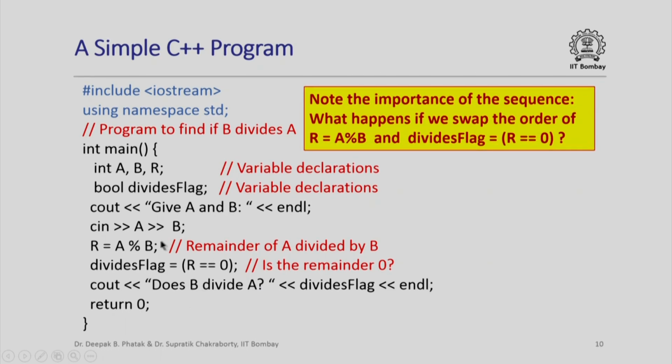An important thing to note here is the sequence in which these two instructions appeared: r is a%b, and divides flag is r equal to 0. It is an interesting question to ask what would happen if we swapped the order of these two instructions. It is not hard to see that if divides flag is assigned r equal to 0 before r is assigned a%b, then the value of r used when executing this statement would be the garbage value in the memory locations for the variable r, and that is not what we want. So the sequencing of these instructions is very important.